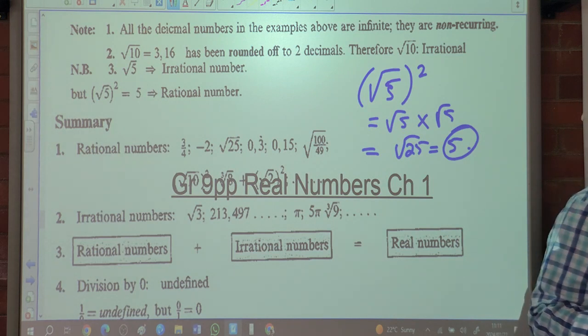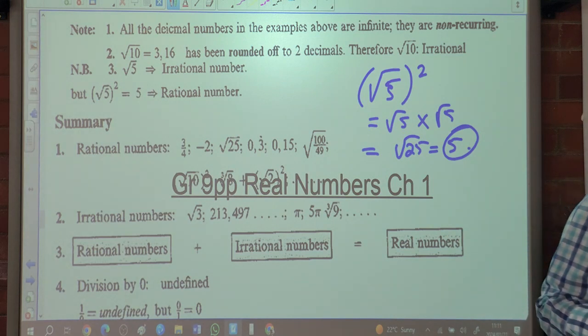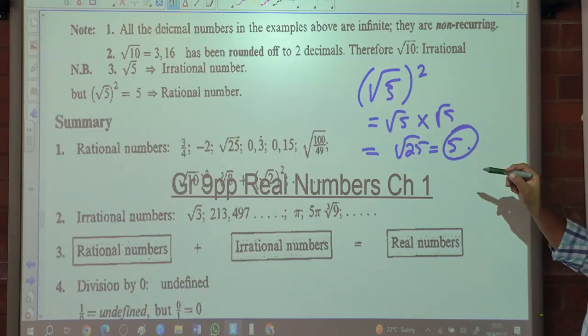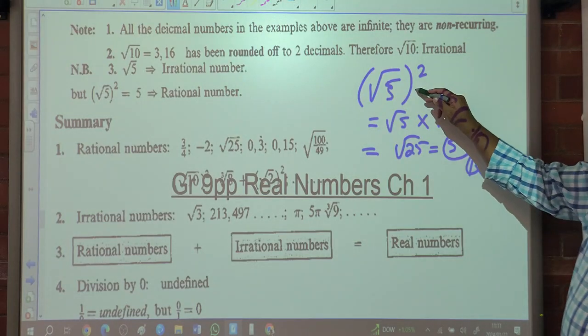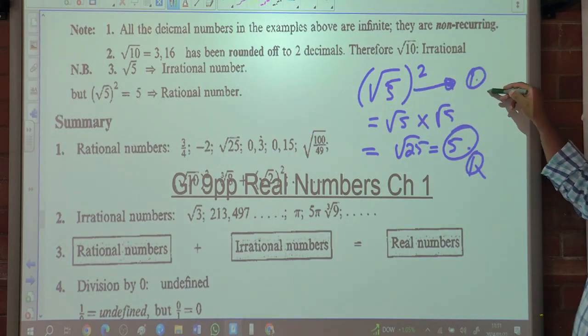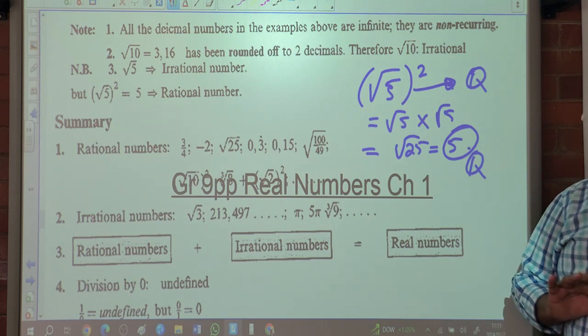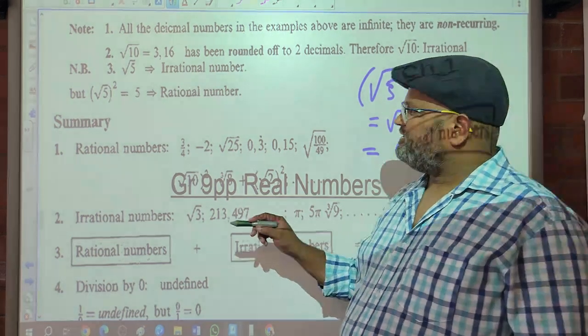Rational. It can be written as a fraction, not so? How? 5 over 1. So that is rational. So the original sum is also rational. Make sense?